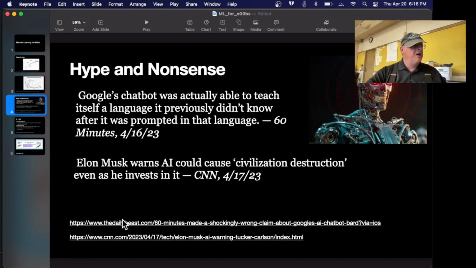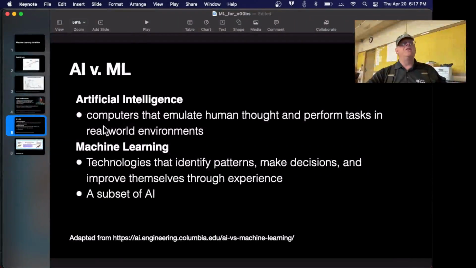Anyway, this is the nonsense you have out there. AI is not the same thing as machine learning. AI is artificial intelligence, which are computers that emulate what humans do, and that could get up to ones that actually try to have a human personality. Machine learning is a subset of AI, and that's all I'm talking about. Machine learning is technology that identifies patterns, makes decisions, and improves itself through training. This is what is currently being used. This is what ChatGPT is. It's very effective.